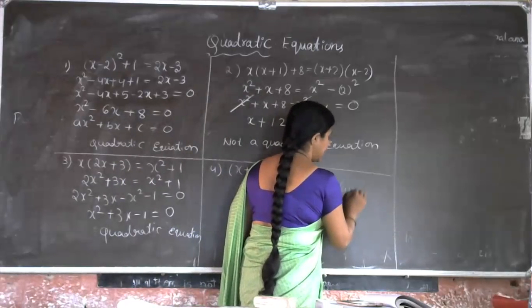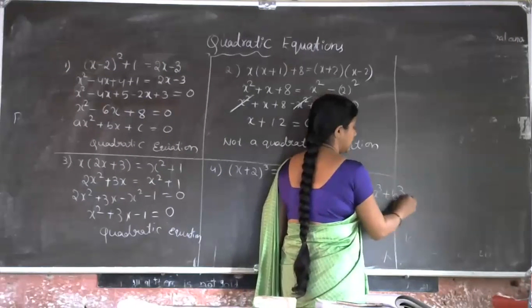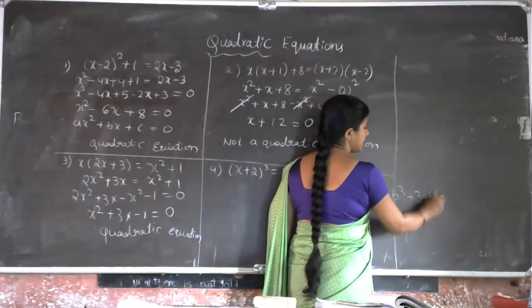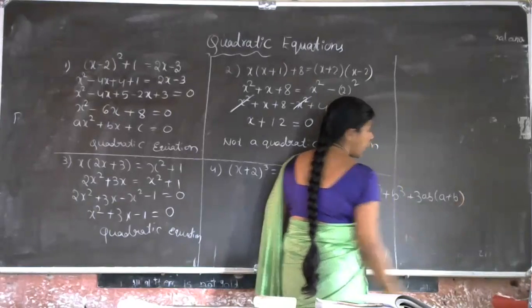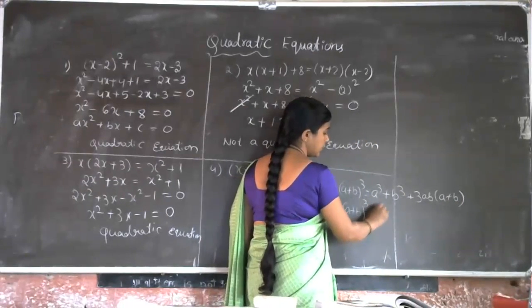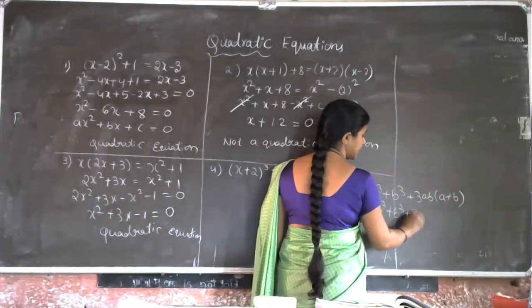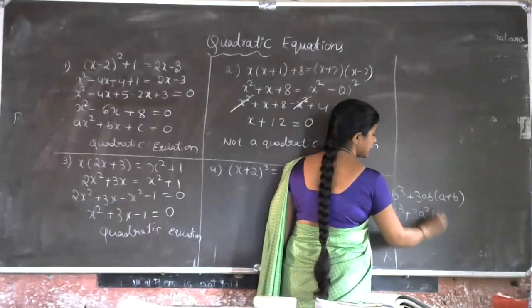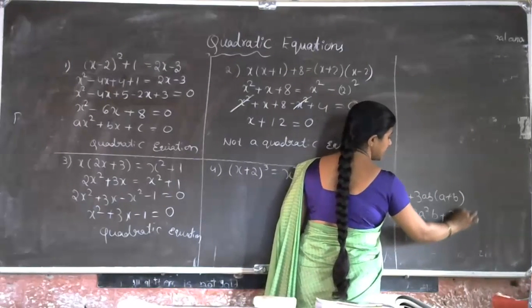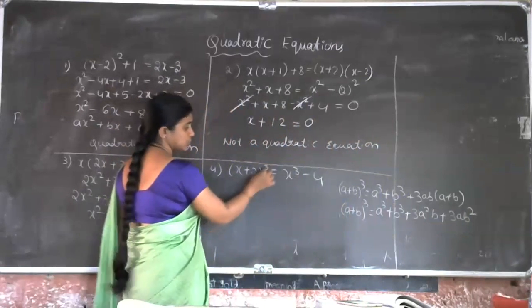Here we'll write (a plus b) whole cube is equal to a cube plus b cube plus 3ab into (a plus b). Or you can write this expansion in the form of (a plus b) whole cube is equal to a cube plus b cube plus 3ab into a, which is 3a square b, then 3ab into b, which is 3ab square. Is that clear? Okay.